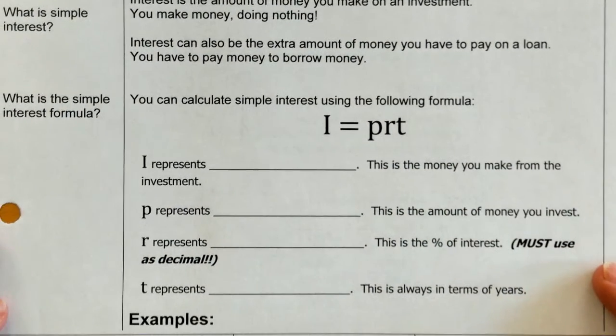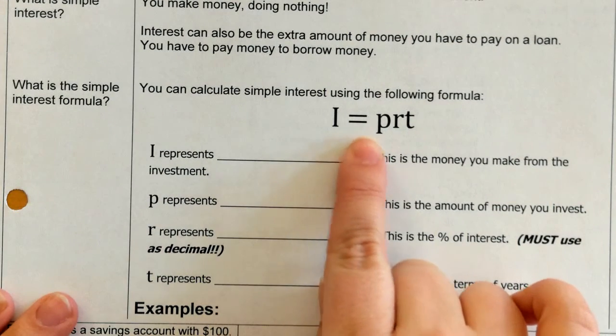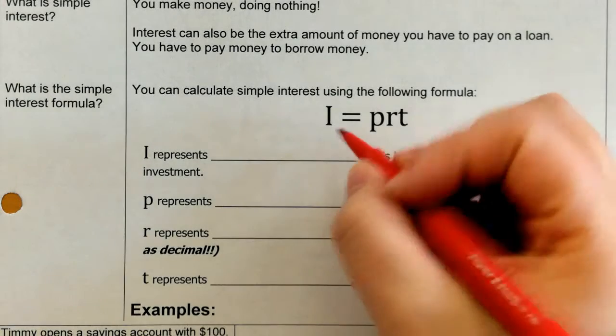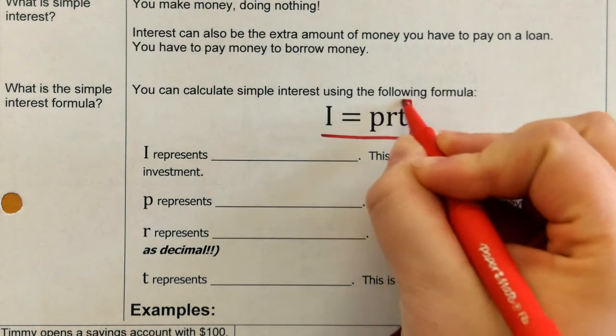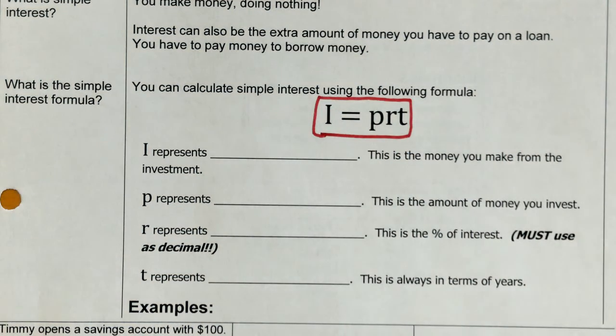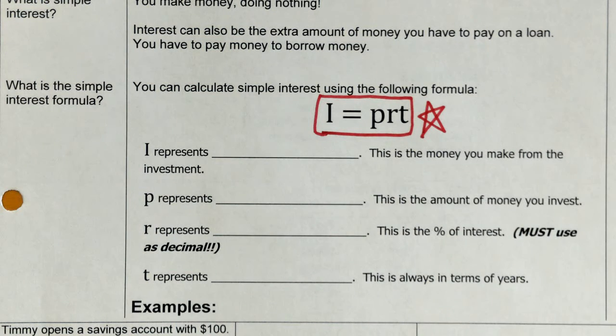So what is the simple interest formula? The simple interest formula says I equals PRT. I don't ask you to memorize much, but this formula right here is one that you will need to know for your test, and it's not on any formula sheet. So you're just going to want to make a special note to get that memorized.